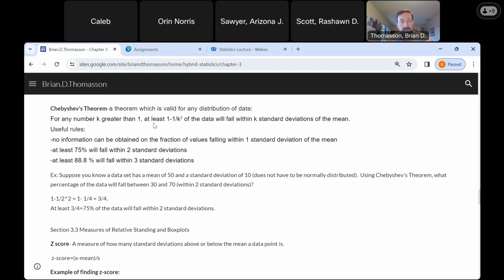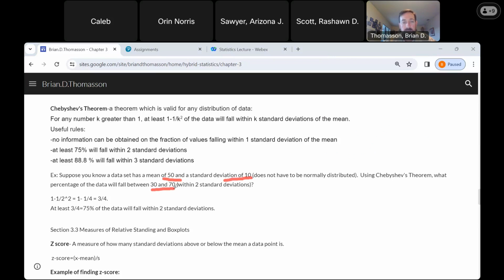So here it says for any number k greater than 1, at least 1 minus 1 over k squared of the data will fall within k standard deviations of the mean. Okay, so let's put that in English. Let's give it an example. It says, suppose the data set has a mean of 50 and a standard deviation of 10. Again, it does not have to be normally distributed. Using Chebyshev's theorem, what percentage of the data will fall between 30 and 70?